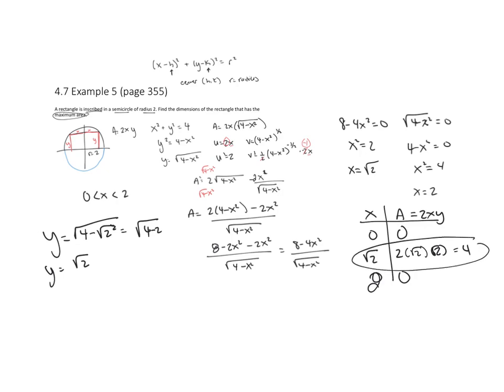So find the dimensions of the rectangle. The rectangle is going to be square root of 2 by square root of 2 plus square root of 2, or 2 square roots of 2, because remember, our length is twice as long as our y.